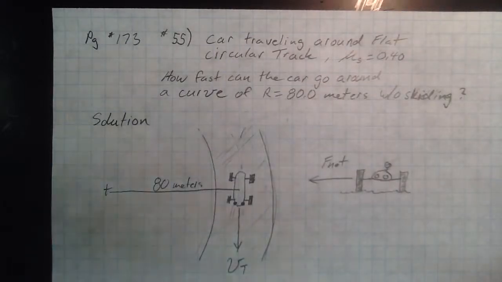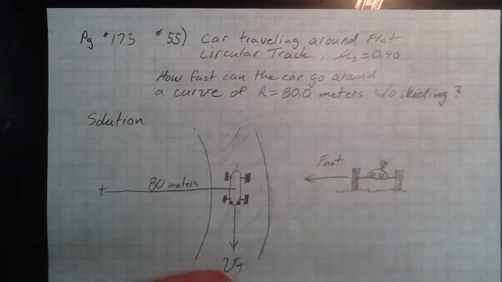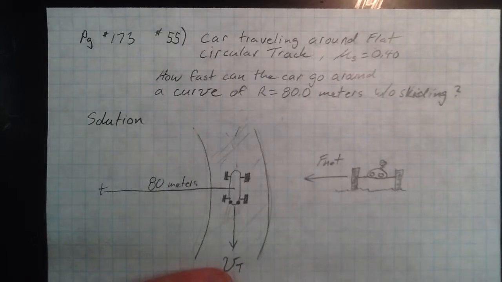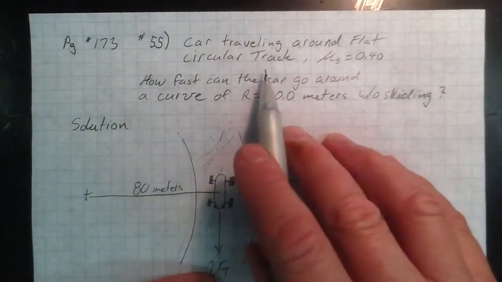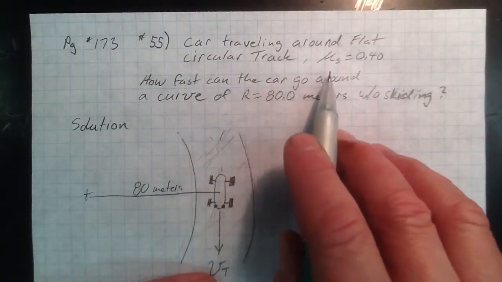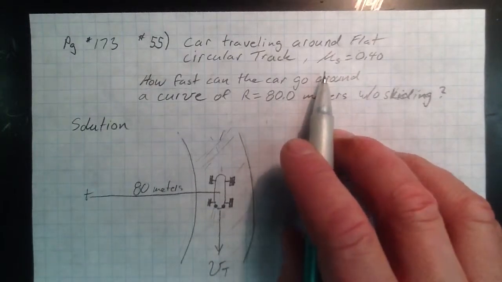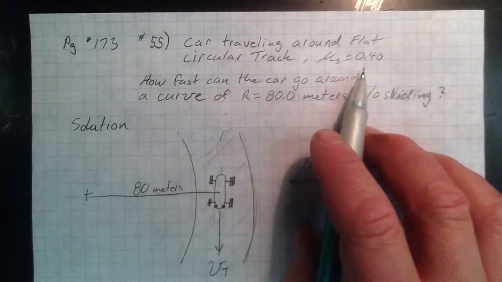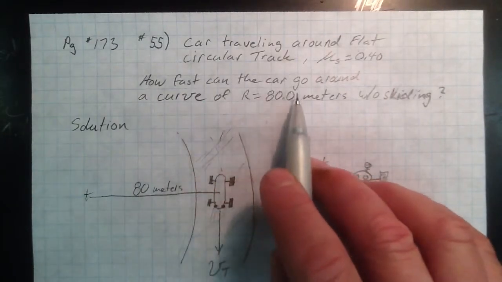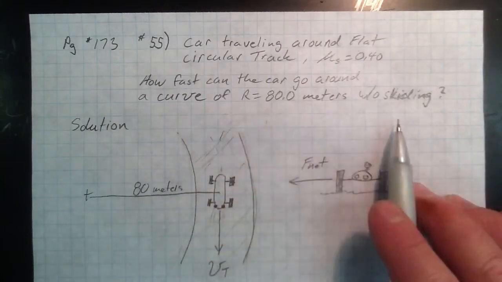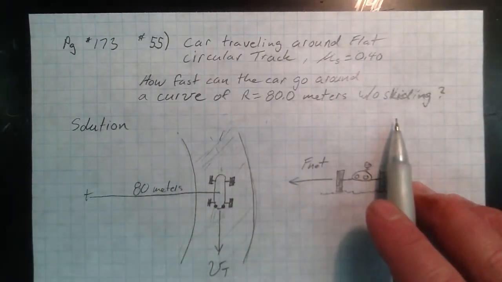Okay, this is regular physics, uniform circular motion. Problem assignment, page 173, number 55. All right, the problem describes a car traveling around a flat circular track. You're given a coefficient of static friction of 0.4. You're given that the curve has a radius of 80 meters. And you're trying to find out how fast the car can go around this curve safely without skidding.